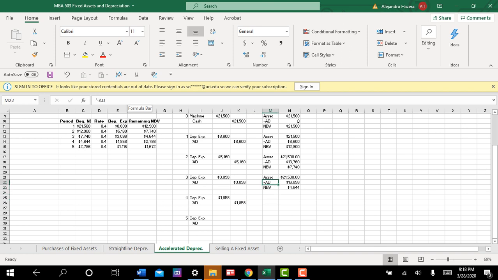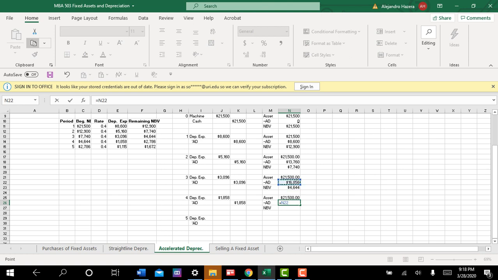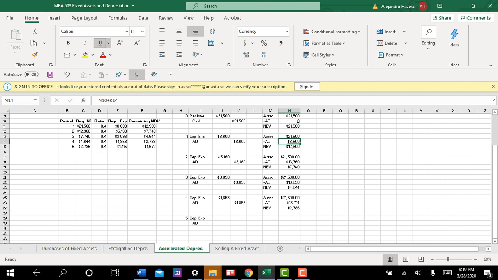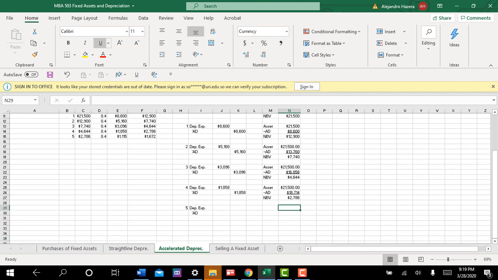Your balance sheet is going to have the same accounts in it. Your asset account is going to be 21.5. Your accumulated depreciation, as usual, is going to be your beginning accumulated depreciation plus your depreciation expense, and your net book value is going to be the asset less your accumulated depreciation. I'm just going to go up here and put lines under these numbers to emphasize that net book value is a subtotal.